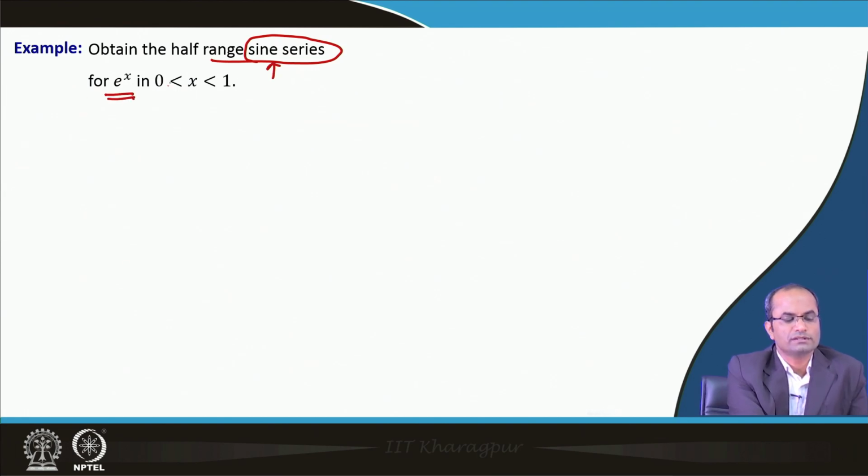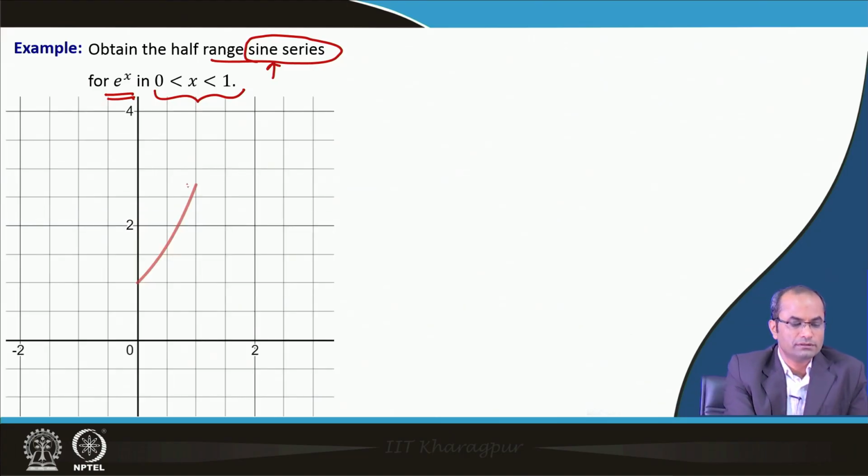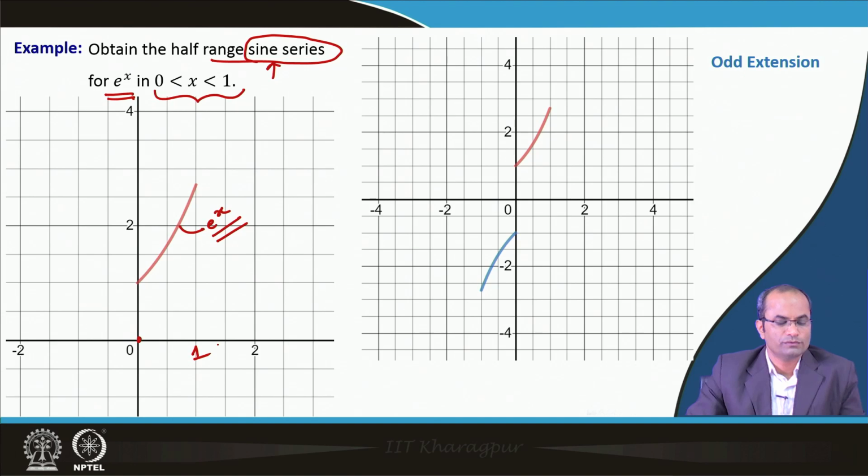So, exponential function e power x is given in this region 0 to 1, and we want to write its sine series. That means we have to extend this function in the interval -1 to 0, so that the whole function on -1 to 1 becomes an odd function. So, if this is, for example, this exponential function in the interval 0 to 1, what we do is we want to have this extension here.